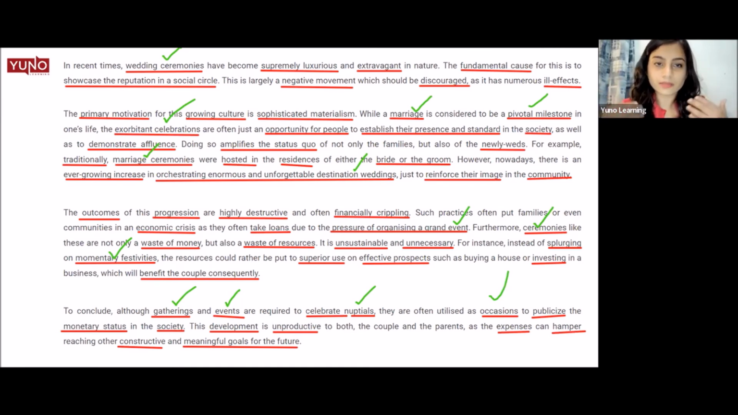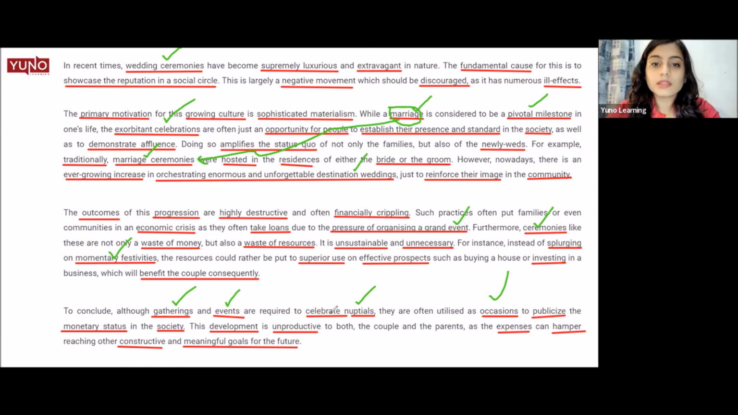But there are hardly a few times when I've repeated a particular word to demonstrate something. Maybe this is marriage, but here I've written marriage ceremony. So it counts as a different word. All right. It will not count as the same word. So you will get more marks because you're not repeating a particular term.